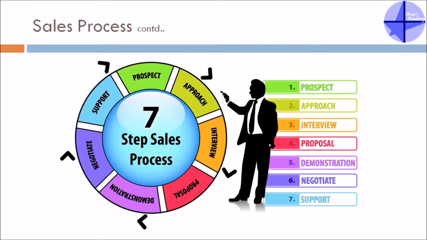Now prospecting is done. The customer walks into the showroom. That is when approach will happen. That is the second stage. Approach is where the salesman will introduce himself and start understanding the needs of the customer, and that is the third stage of interview.